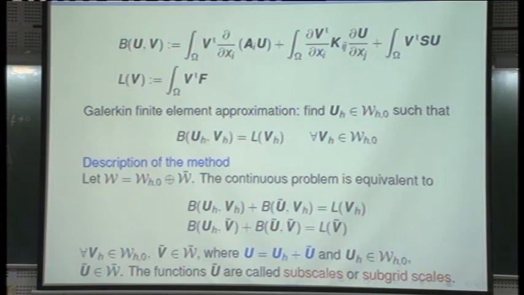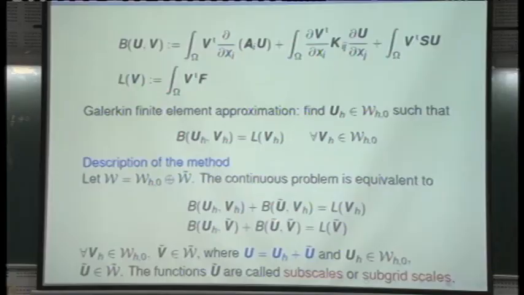If you compare the Galerkin method and this, you clearly see that the Galerkin method can be defined as taking the subscales equal to zero. The Galerkin method is a method in which these subscales are approximated by zero. You simply don't take into account what the finite element space cannot reproduce. That's the Galerkin method.